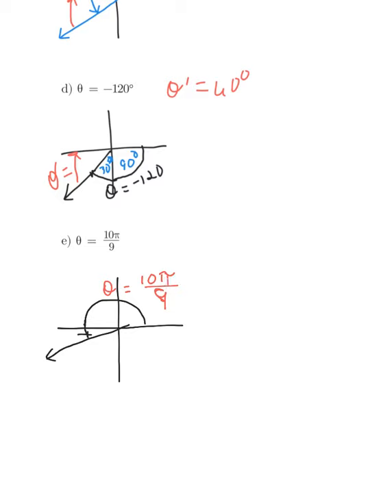We want theta prime. We're in the third quadrant again, so theta prime is from where we ended back to the x-axis. How far did we go? Remember that this was pi. Pi could be thought of as 9 over 9 pi. How far past that did we go? 1/9. So theta prime is 1/9 pi, or pi over 9.